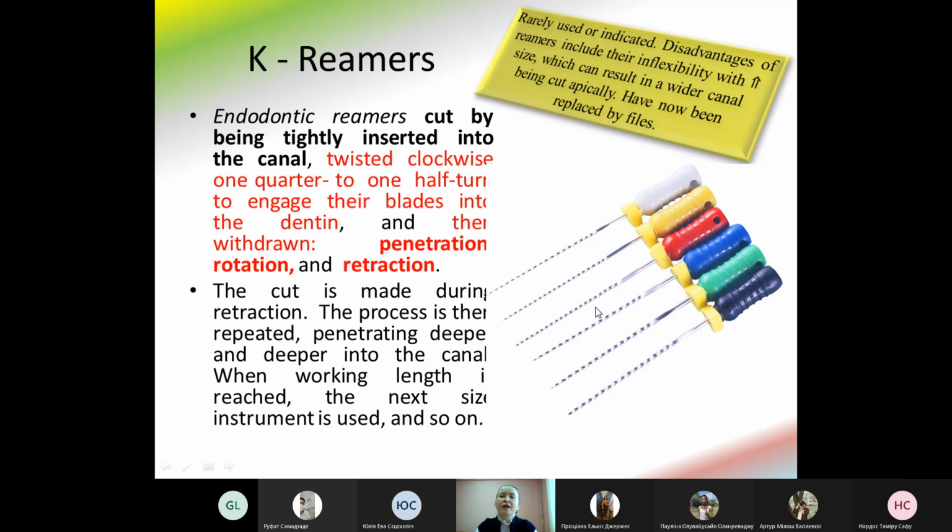Reamers cut by being tightly inserted into the root canal, twisted clockwise 1/4 to 1/2 turn to engage their blades into the dentine, and then withdrawn. In general, it is such: penetration, rotation, retraction. The cut is made during retraction. The process is then repeated, penetrating deeper and deeper into the canal. When working length is reached, the next size of instrument should be used, and so on.